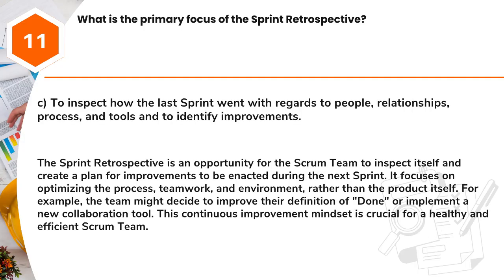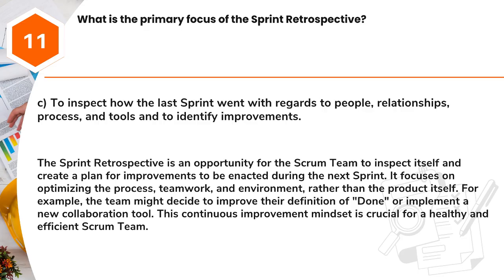Answer: C. To inspect how the last sprint went with regards to people, relationships, process, and tools and to identify improvements. The sprint retrospective is an opportunity for the Scrum team to inspect itself and create a plan for improvements to be enacted during the next sprint.